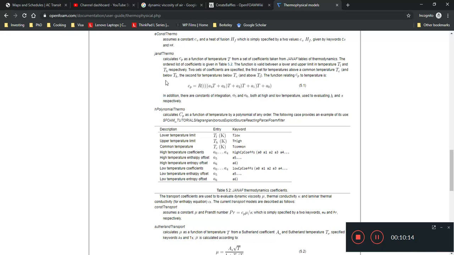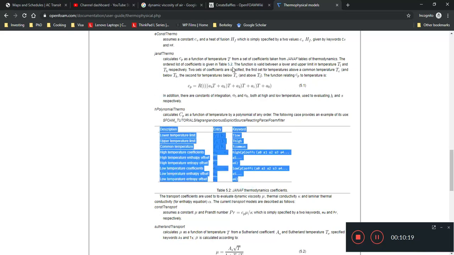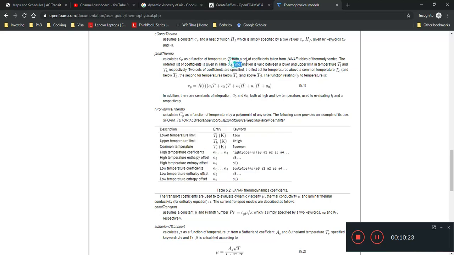These are the coefficients in table 5.2, according to this guide. So you need to have a function between a lower temperature and upper temperature, as you have seen. Especially chemical engineers, you should be familiar with this because you see this in Perry's Chemical Engineers' Handbook.